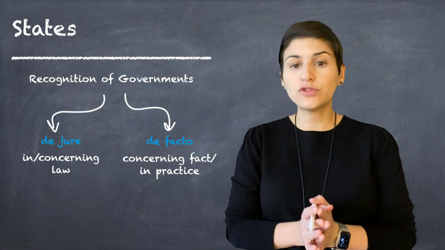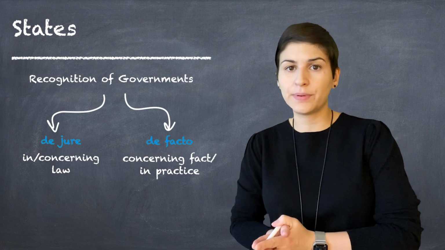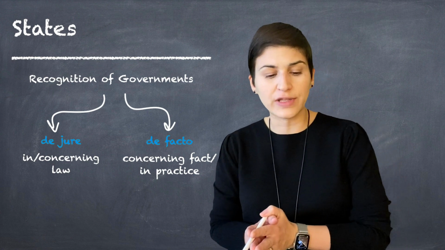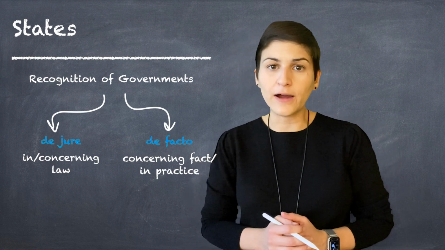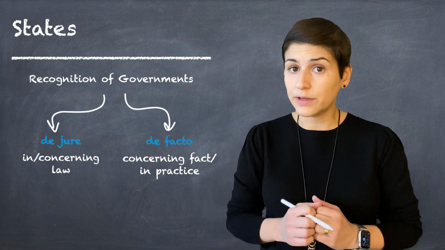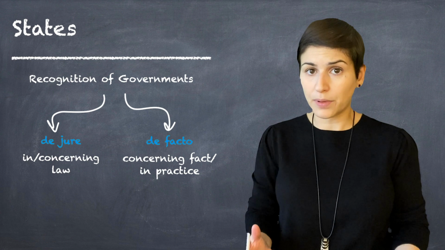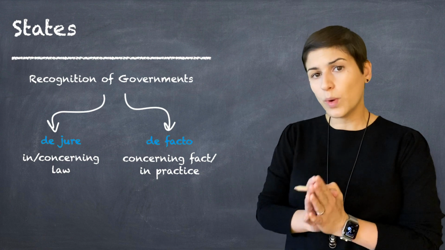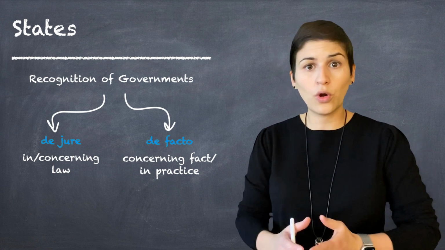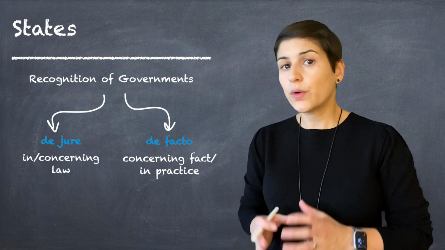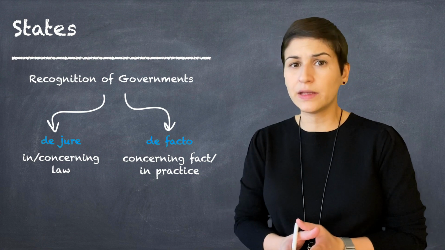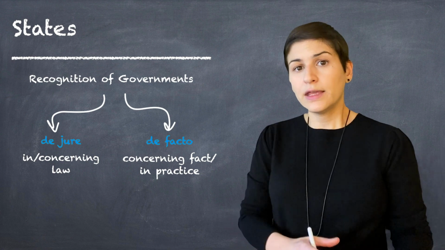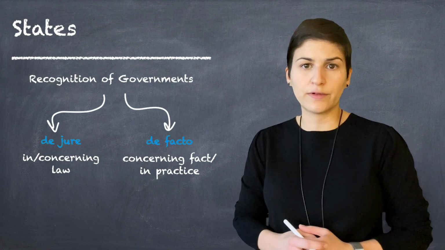On the other hand, de facto means concerning fact or in practice. It refers to a provisional, or in other words, a temporary recognition extended to the government, and signifies that while a government may be in power and thus constitutes a negotiating partner for other states, the recognizing state is not necessarily very pleased with the way the government has come to power or is acting. So in situations where the state is reluctant about the government, for instance, if it has come to power with a military coup, then de facto recognition will be extended to this government.